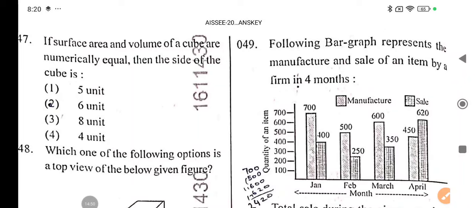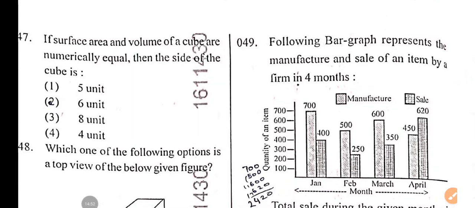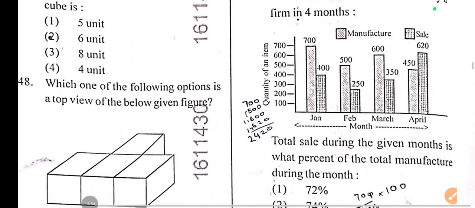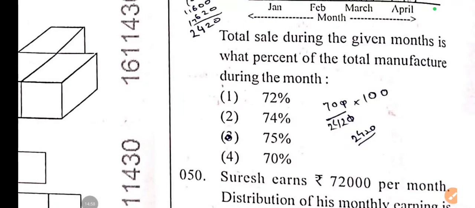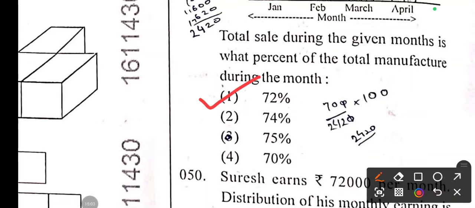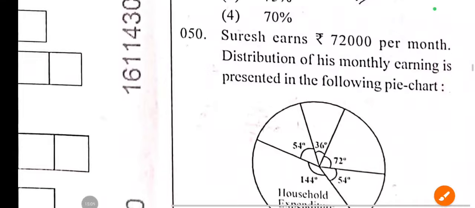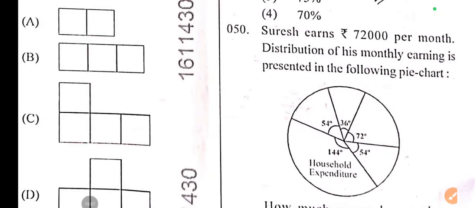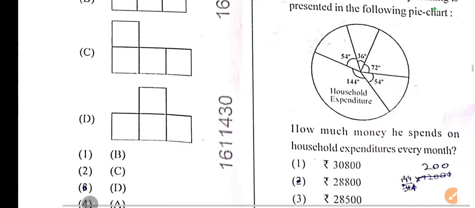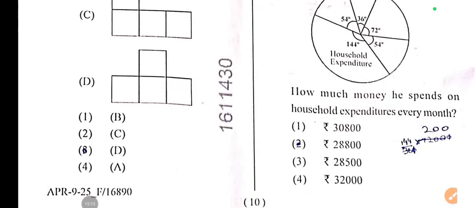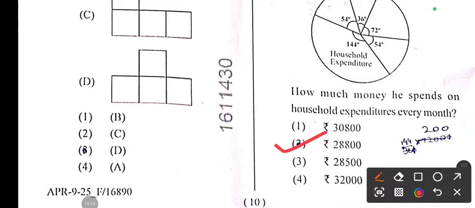The following bar graph represents the manufacture and sale of an item by a firm in 4 months. Total sale during the given month is what percentage of the total manufacture during the month? Option 1, 72%. Suresh earns rupees 72,000 per month. Distribution of his monthly earning is presented in the following pie chart. How much money he spends on household expenditures every month? Option 2, rupees 28,800.